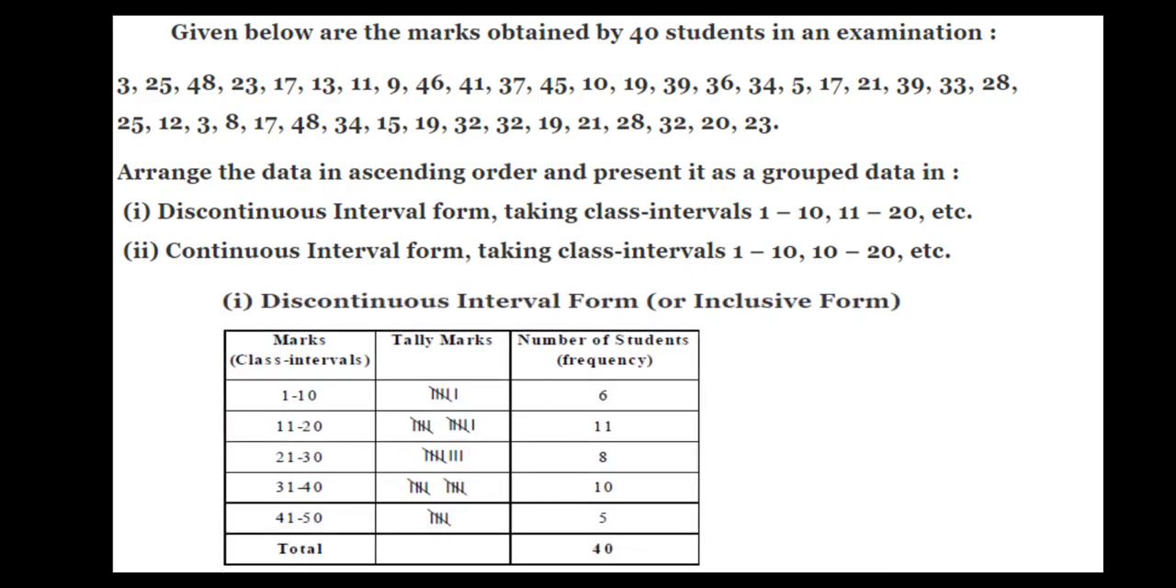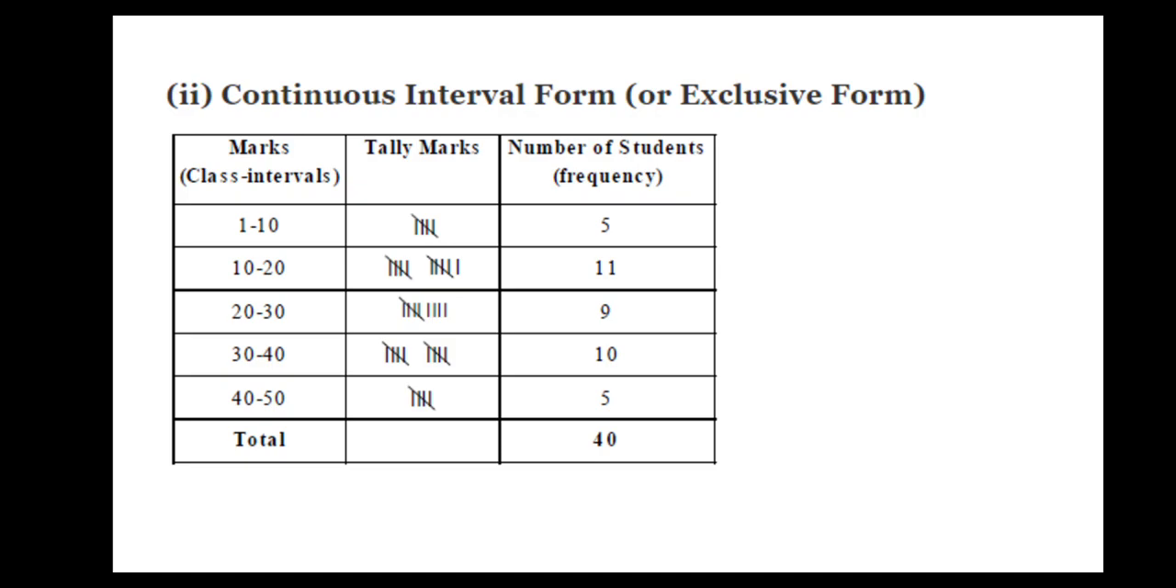Look at the first one. Here they are given as 1 to 10, 11 to 20, 21 to 30, 31 to 40, 41 to 50. It is an inclusive class interval, because each class interval's upper limit is not shifted to the next. Then again we arrange it, and you get what is called the inclusive form, or you can say the discontinuous class interval. Come to the second part: continuous class interval, exclusive form, 1 to 10.